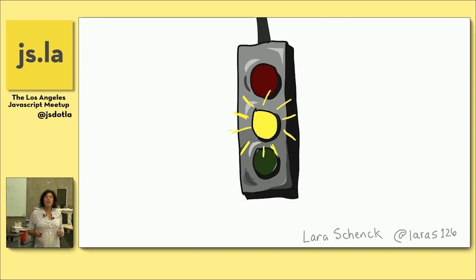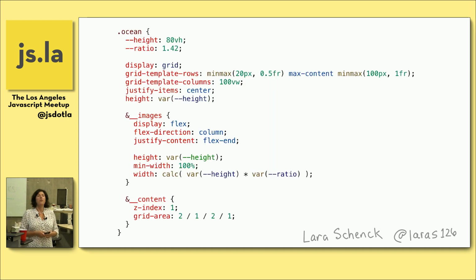Okay, yellow light. I want to show a couple of algorithms here as we're finishing out. This is the algorithm for my wonderful ocean. I'm not sure if everybody can see this. This may or may not have a pointer. Oh, yay. Okay, so setting some custom properties at the top, setting up some values. Some pretty cool CSS Grid stuff going on.